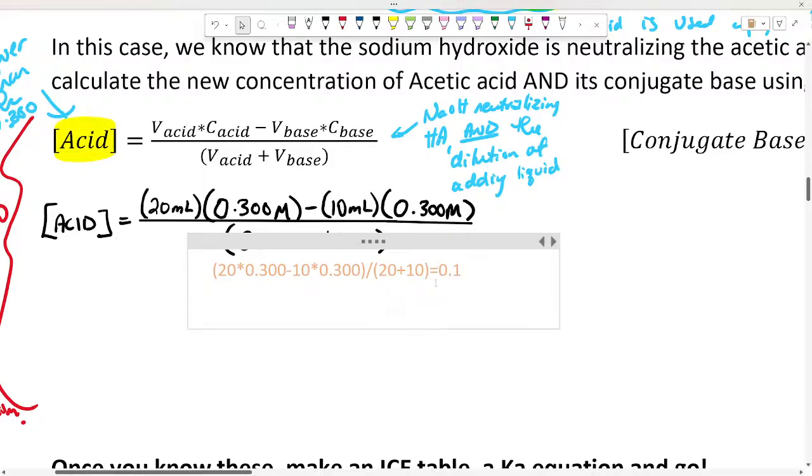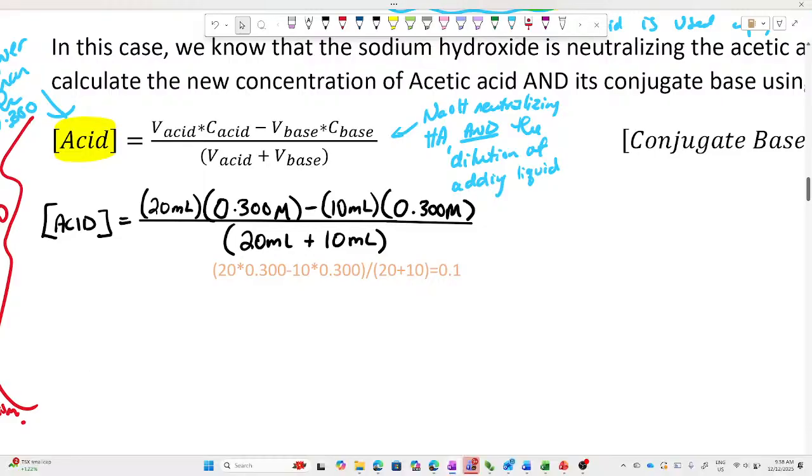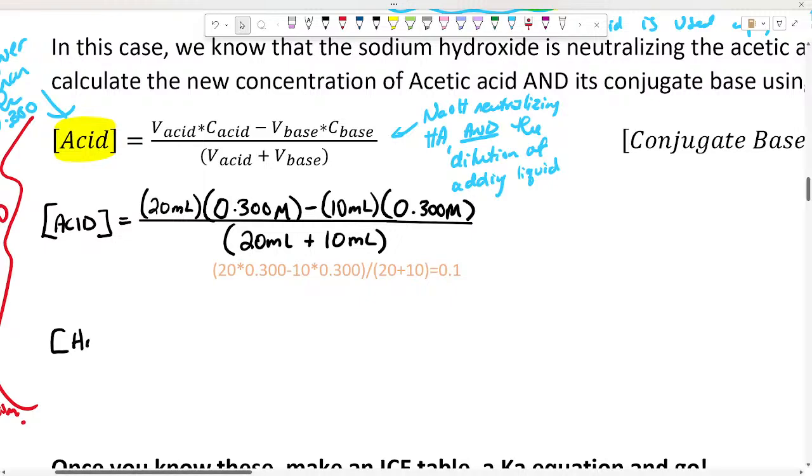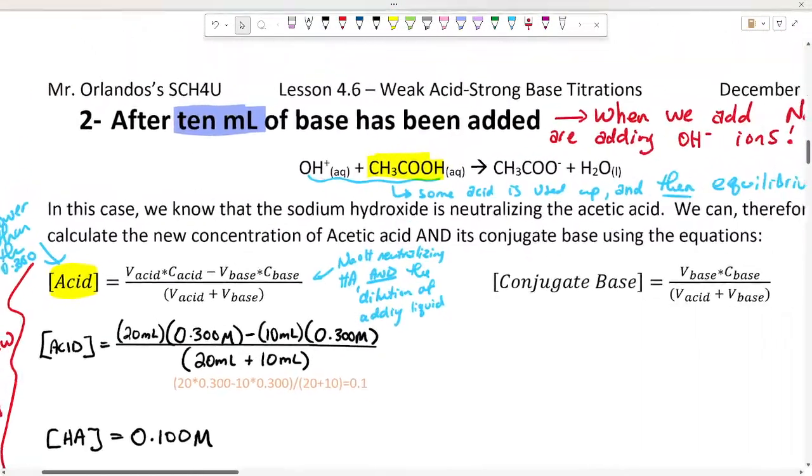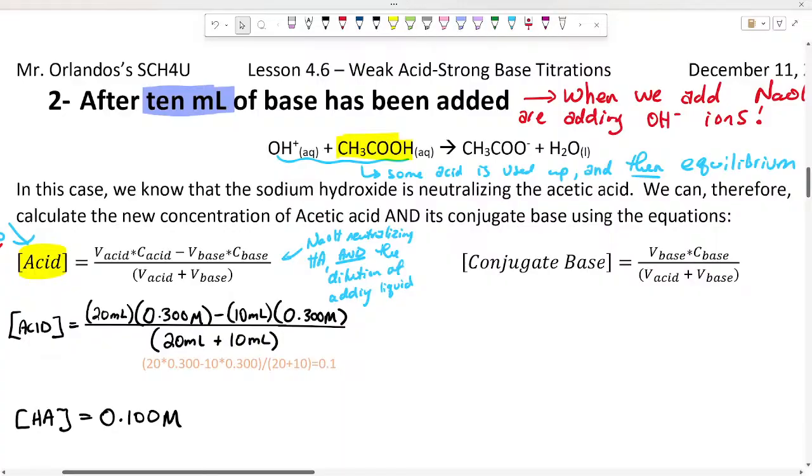Good, I got the same. So we can say that in our new starting position, the concentration of HA is going to be 0.100 molar. Does that make sense? And that's because, remember, some of our HA has been converted to the conjugate base, not by equilibrium, but by adding the OH minus. Does that make sense? Okay.